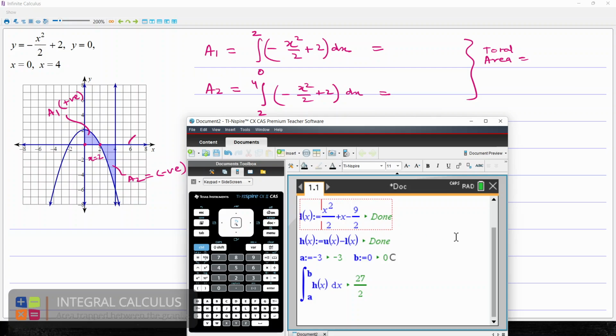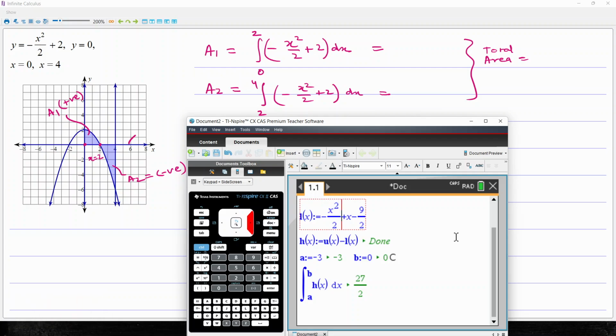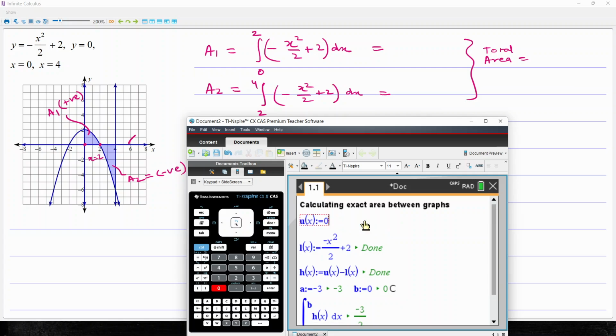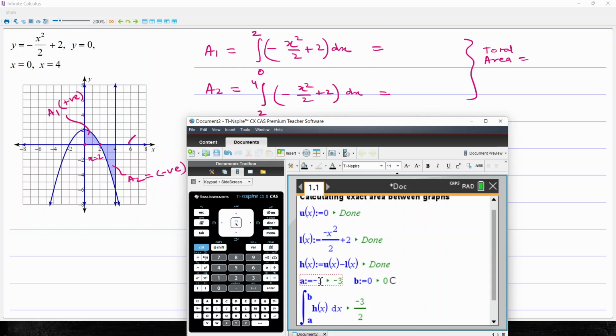So the function of the parabola is, and the lower function we have defined as this. So upper function is 0. Y is equal to 0. That's the x-axis. And the lower value, the a will be 0, 2, 2. And the area came out as 8 over 3.